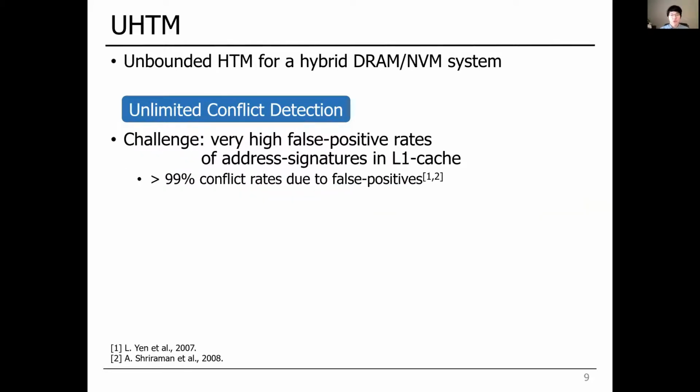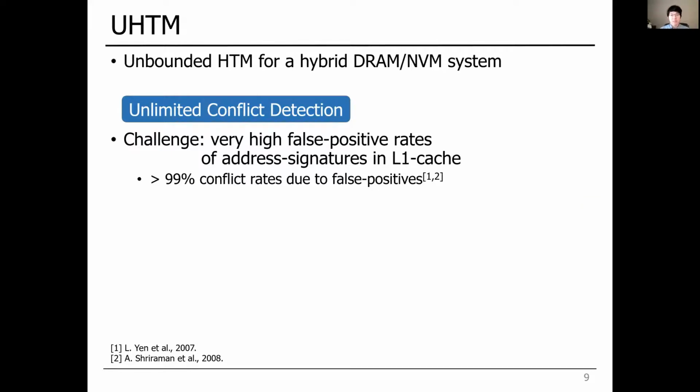The challenge of achieving the first goal is the very high false positive rate of signatures. We observed that more than 90% of transactions conflicted due to false positives in the L1 cache signature, ending up serializing them and blocking progress. So we should reduce the false positive rate to provide efficient durable transactions.